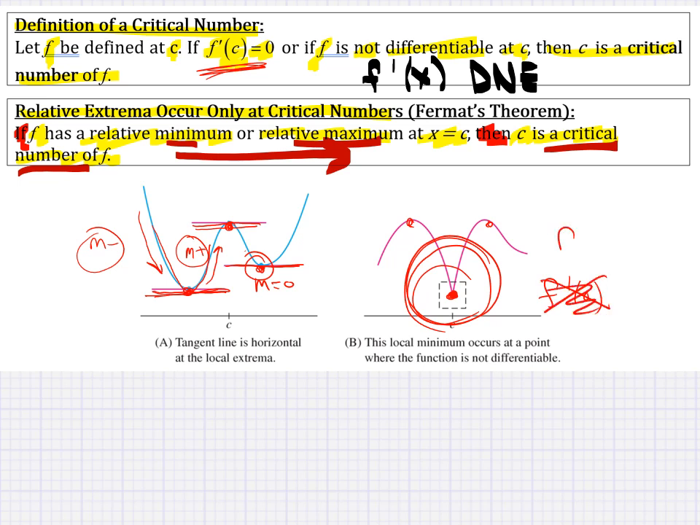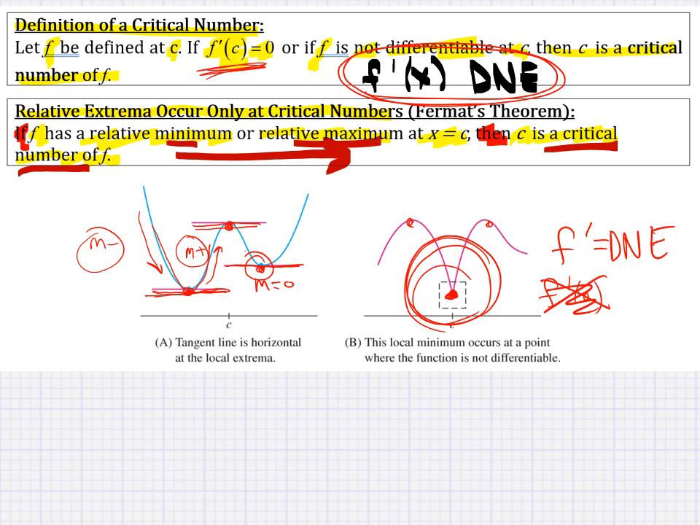The derivative won't exist at a sharp point. The function's not differentiable there. It's continuous but not differentiable. So we also need to know this to be able to find critical points.